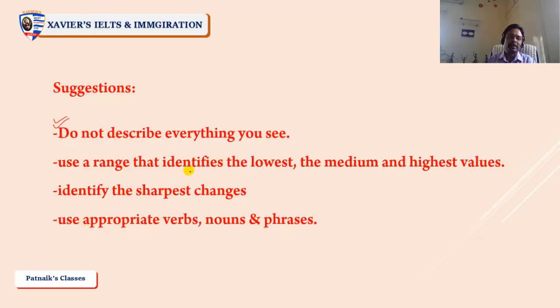Use a range that identifies the key features. The important thing is that we will mention the key features, but we will cover only the range that identifies the lowest, medium, and highest values. Out of that massive data, we will concentrate on these values. After mentioning the key features, just after mentioning their names, we will concentrate on these three main figures of the image.